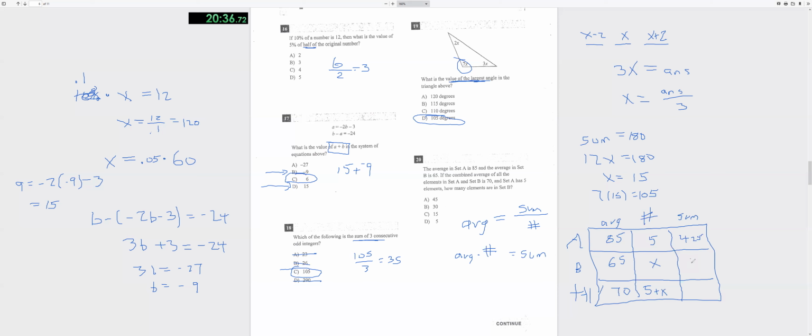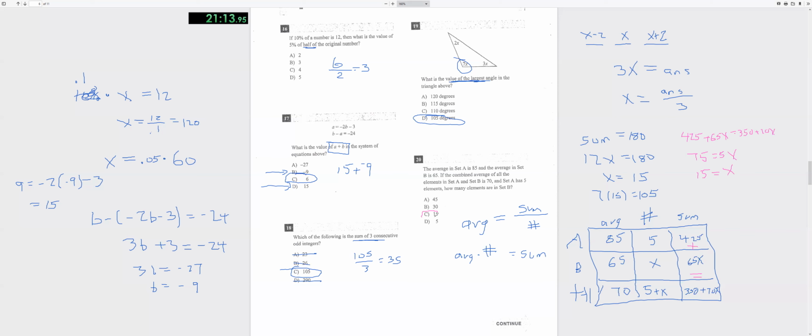65 times X is just 65X. That's the best we can do. And then 70 times 5 plus X is 350 plus 70X. And what we know is that obviously the total, if we add this, it will make that. So we have 425 plus 65X is equal to 350 plus 70X. And now we just need to solve this. So 75 is equal to 5X, and therefore X is equal to 15.